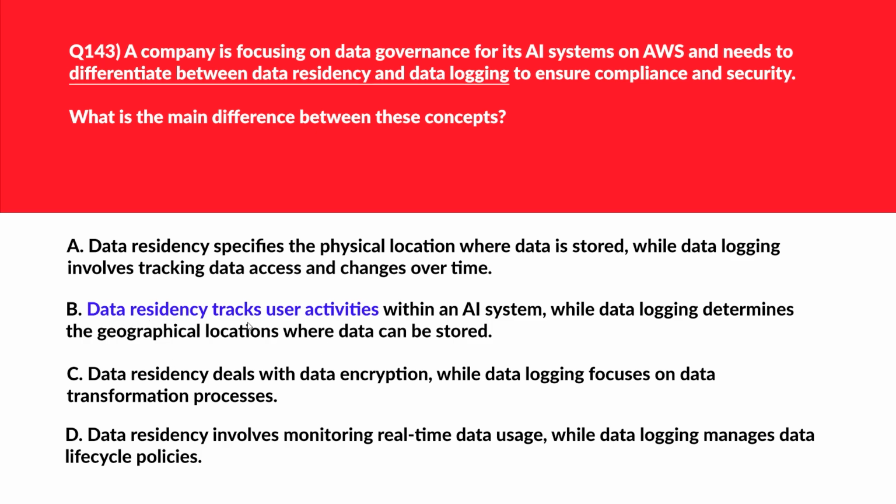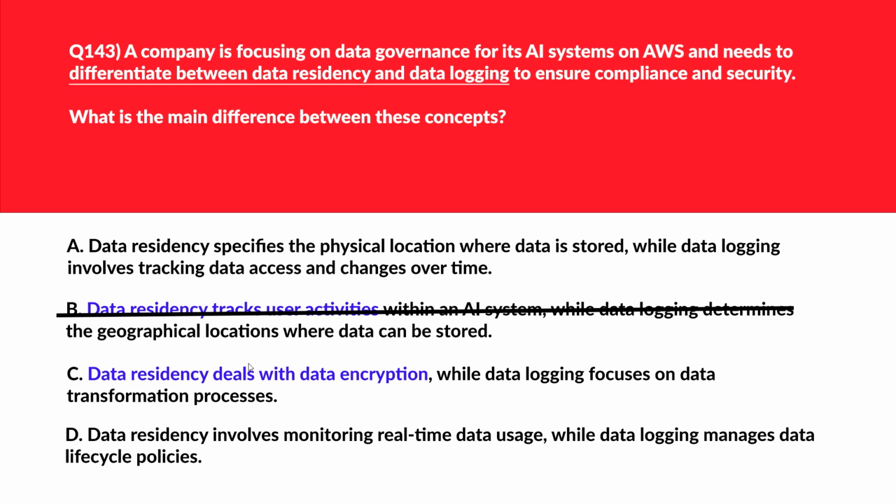If we read the statement in blue, option B says data residency tracks user activities. Data residency relates to physical storage location and not user activity tracking. So this is incorrect. Now let's move to option C. C says data residency deals with data encryption. So just note the technique I'm using. I'm not even reading the entire option, but I'm trying to eliminate the option just on the basis of some part of the sentence.